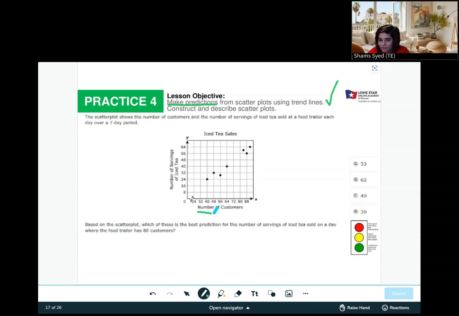Here are the number of customers, x-axis, and the y-axis tells you the number of servings of iced tea. Based on the scatter plot, which of these is the best prediction for the number of servings of iced tea sold on a day where the food trailer has 80 customers? You are going to make a prediction for 80 customers. Everybody give it a try.